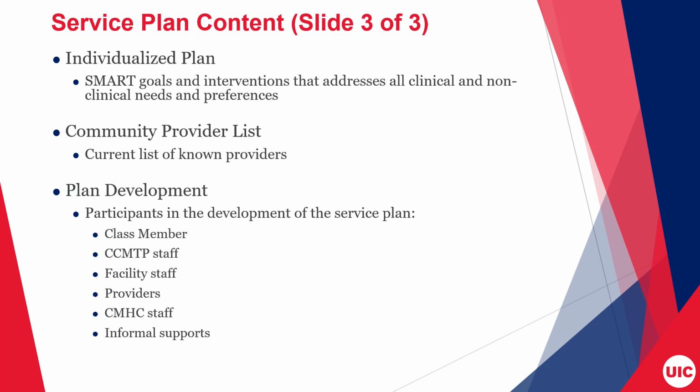Individualized plan, which documents the individualized plan, including goals and interventions to address the class member's needs and preferences. Community provider list, which is a list of current known providers. And finally, plan development, which documents the participants involved in the development of the service plan. For example, CCMTP staff, facility staff, providers, CMHC staff, informal supports, and of course the class member.